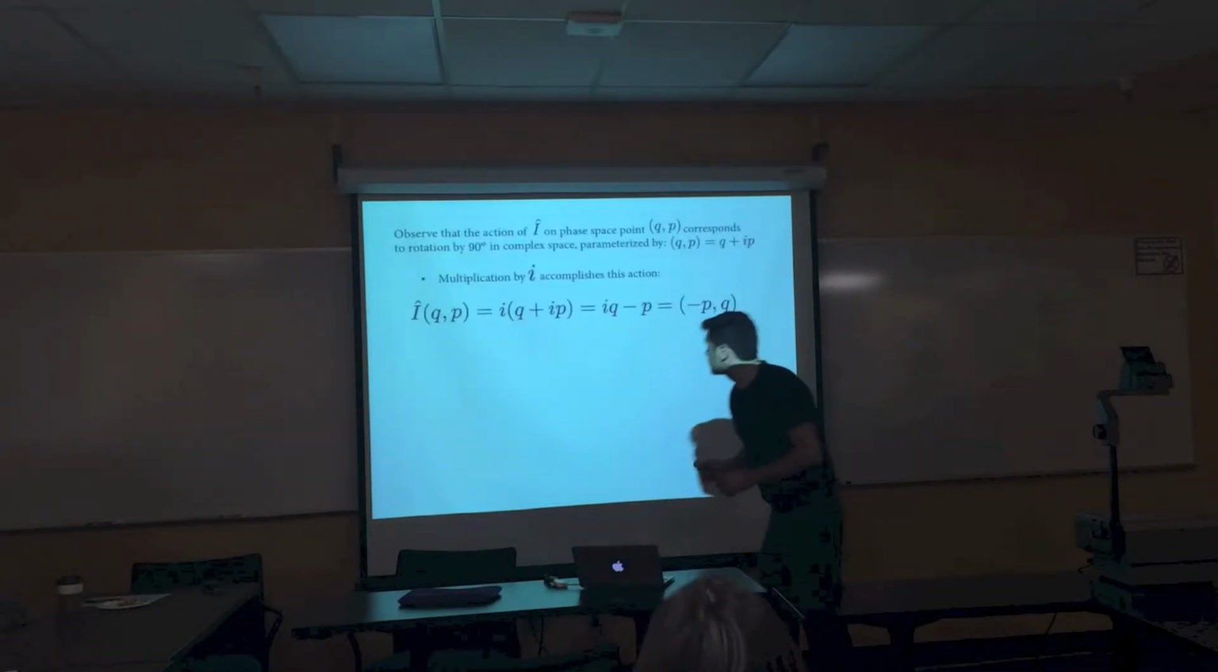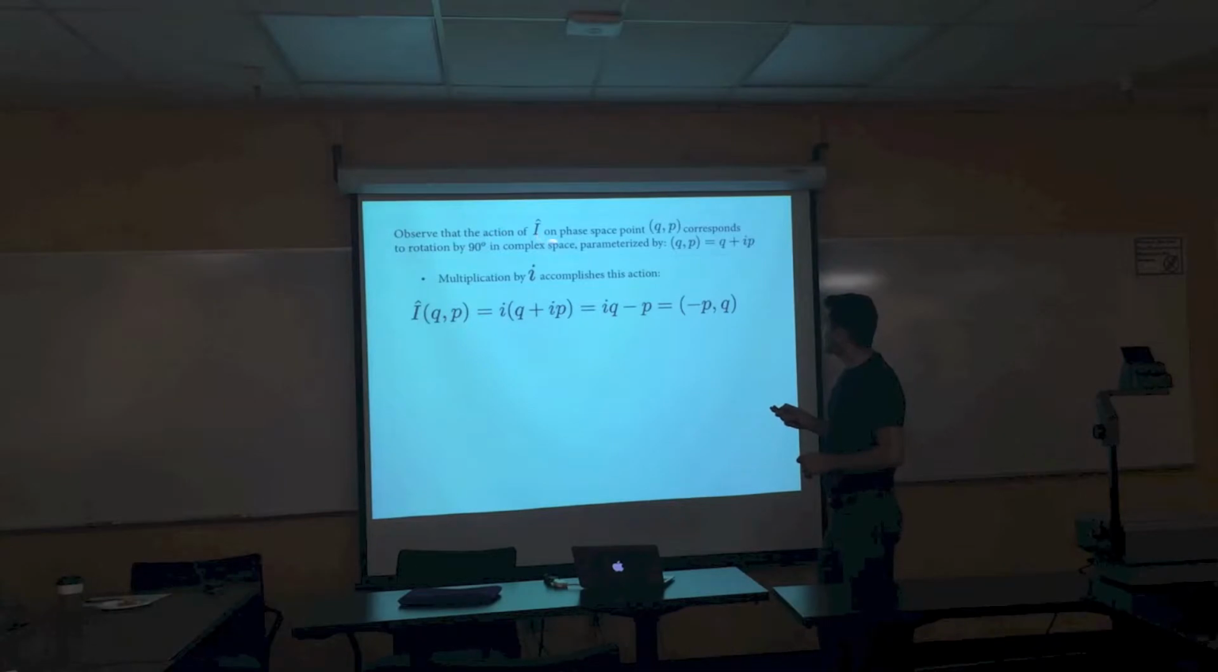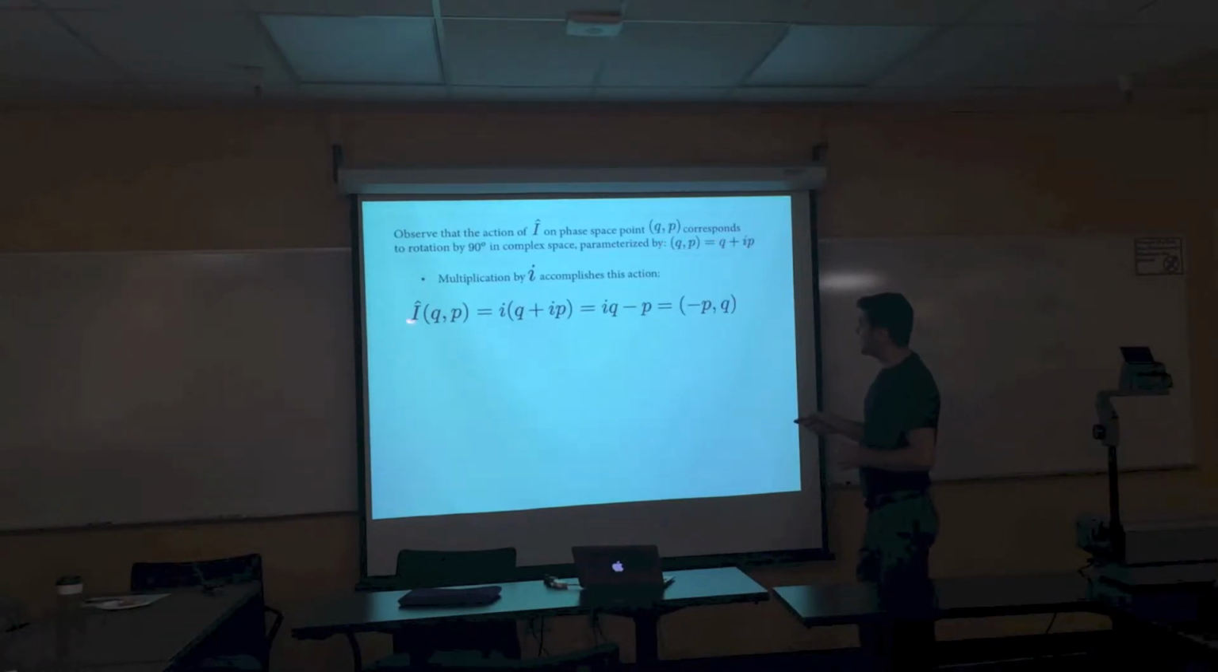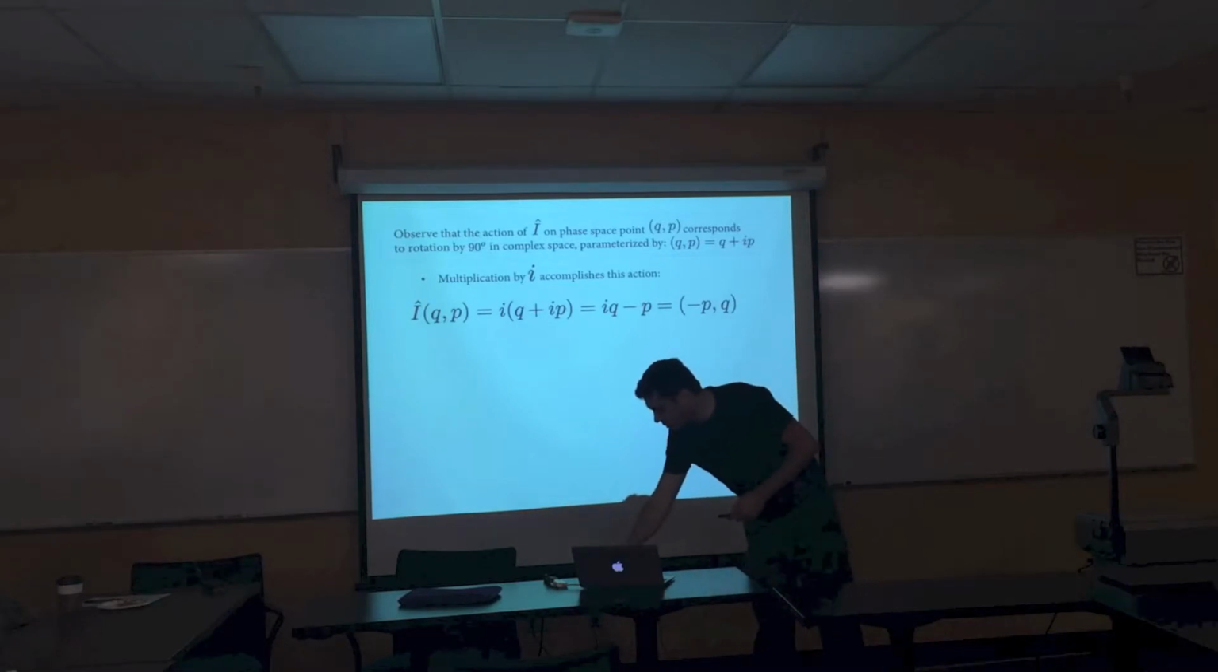And then next, we note that the action of this operator on the phase space point qp corresponds to a rotation by 90 degrees in complex space, because what it does, it switches the q and p variables and then negates the second one. So if we parameterize the point qp as q plus ip in complex space, then the action of this operator I corresponds to simply multiplying by the complex number i. Let's check. So i times q plus i squared, which is minus 1, times p, which is exactly what the operator I does to the pair qp.